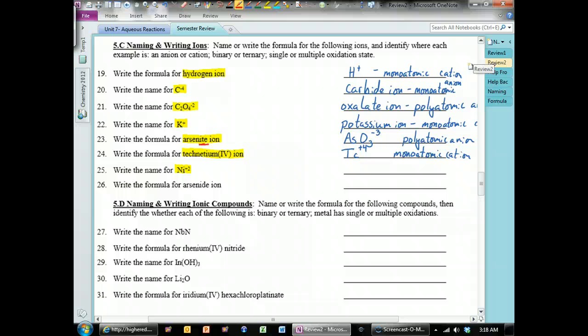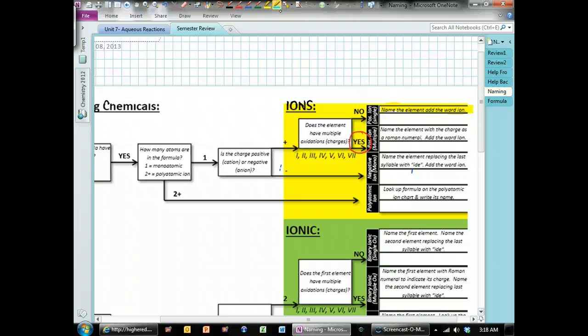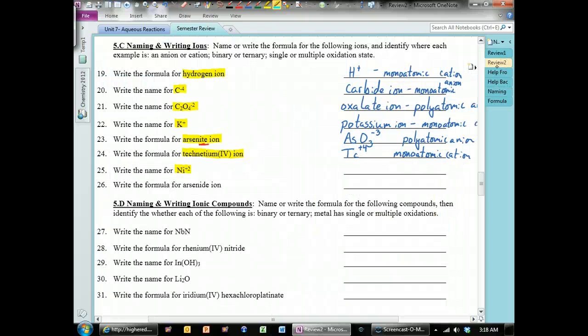So according to the naming chart, we're going to be using Roman numerals. Name the element with the charge as a Roman numeral and add the word ion. So Ni is nickel. And this is nickel with a Roman numeral 2 to represent the charge, and then ion. This is a monoatomic ion, or cation, monoatomic cation.